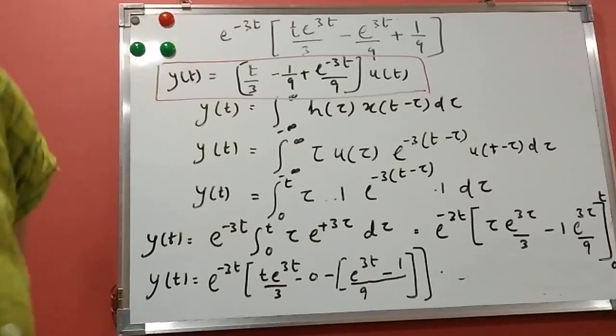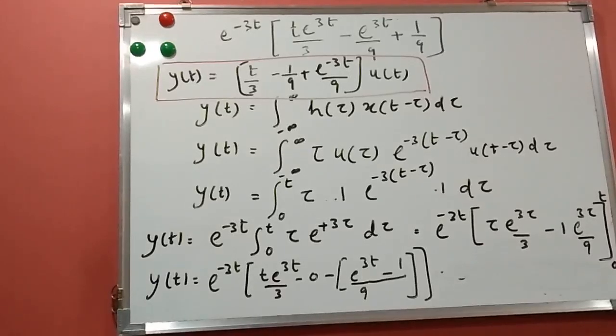So hope it is clear. In the next video we will discuss the output of an LTI discrete time system, where it will not be the integral but the sum, the convolution sum.